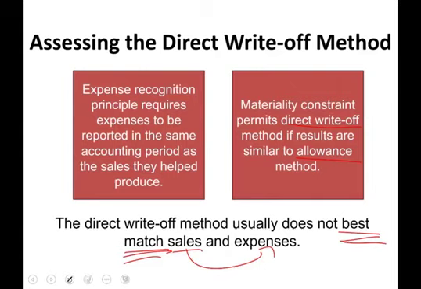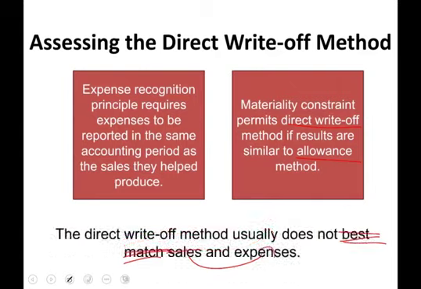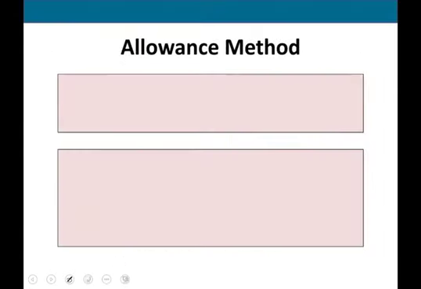Therefore, if that's the problem, we need another GAAP method. And the other GAAP method that we need to learn about today is the allowance method. And this is the GAAP method. So how does the allowance method solve this problem? Well, here's what's going to happen.